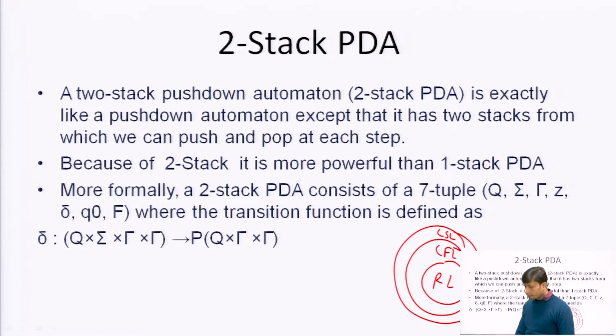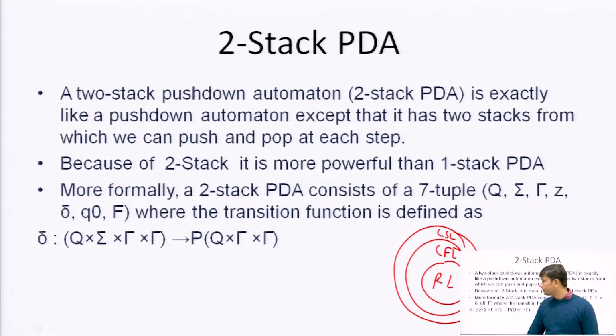And here the tuple is like this: capital Q is the same thing, the set of states, sigma is the set of input alphabet, tau is the stack symbol, Z is the stack bottom, delta is the transition function, q0 is the initial state, and F is the final state. But here the transition function is a little bit different from the one stack push down automata.